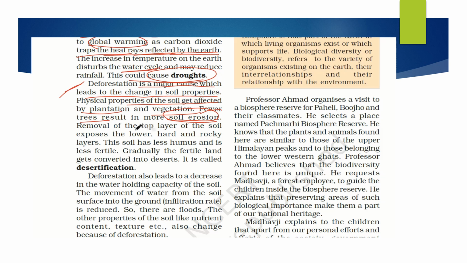Removal of the top layer of the soil exposes the lower, hard and rocky layers. Is it clear? The top layer is the fertile soil layer which is being eroded away. So what are we getting now? We are getting the lower, hard and rocky layers, and this soil has less humus and is less fertile. Gradually the fertile land gets converted into deserts. This is called desertification. So first we have seen that deforestation is leading to droughts, it is leading to floods, and it is leading to desertification as well. So many bad effects are there for deforestation.